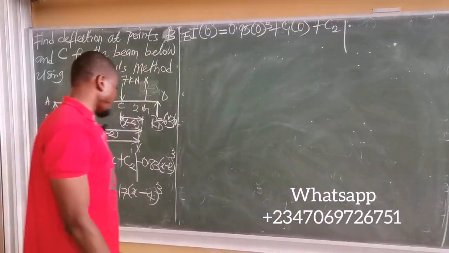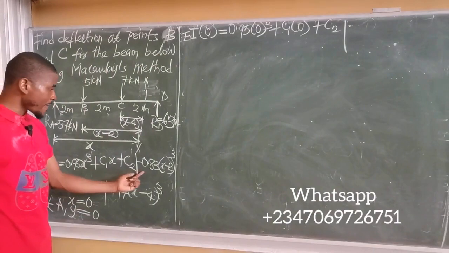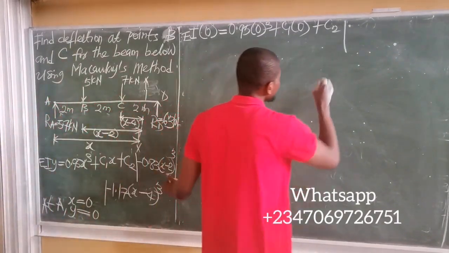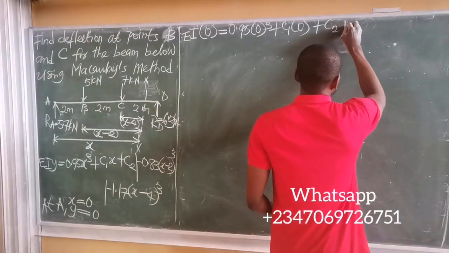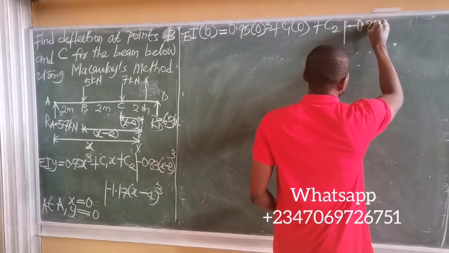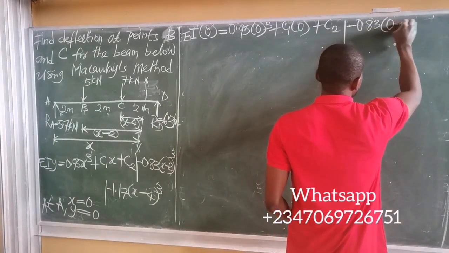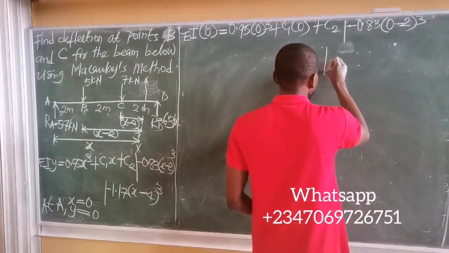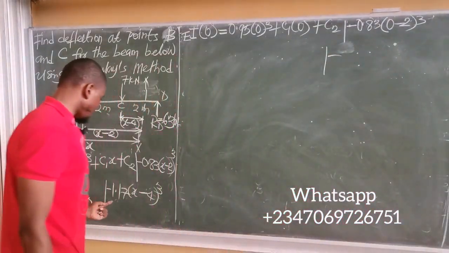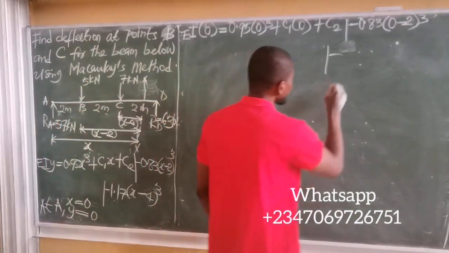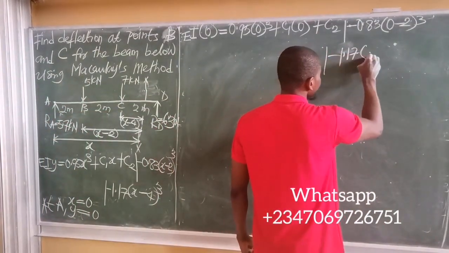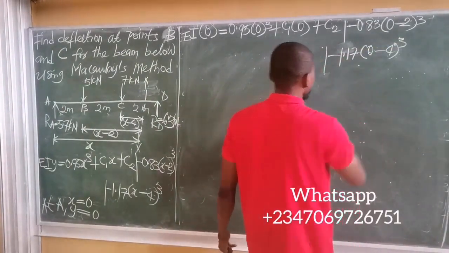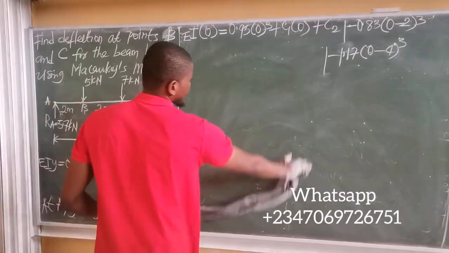Open up your first Macaulay's bracket. We have here minus 0.83. In place of x here, simply put 0. So that simply gives us minus 0.83, and in place of x, we have 0 minus 2 to the power of 3. Finally, the last bracket, we have minus 1.17. So in place of x there, we have 0 minus 4 to the power of 3.